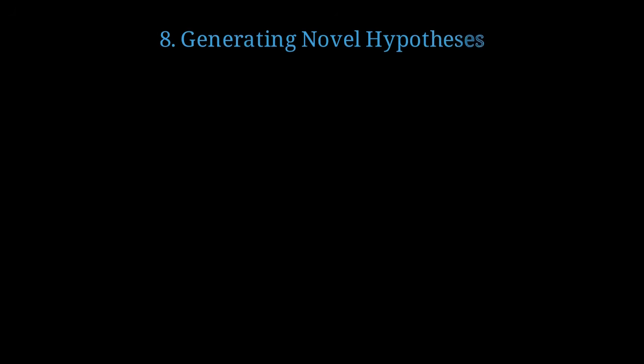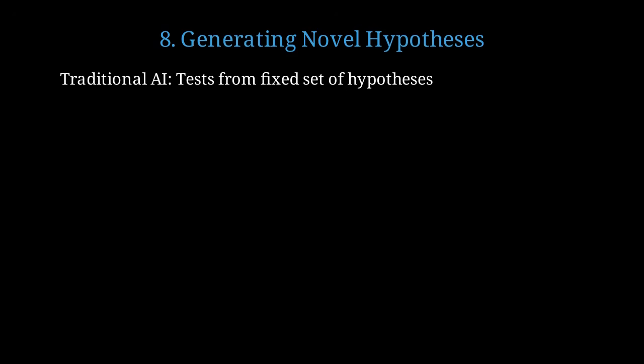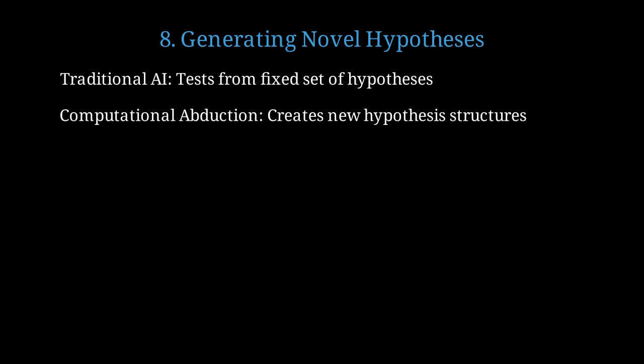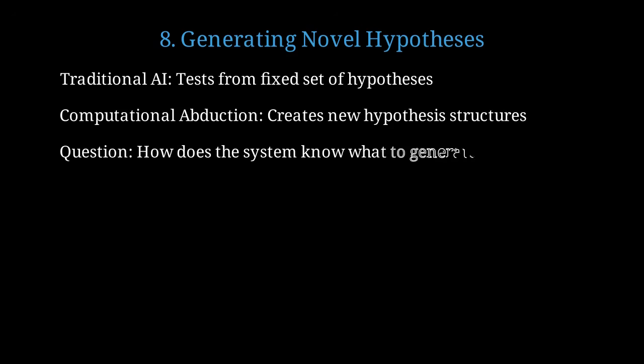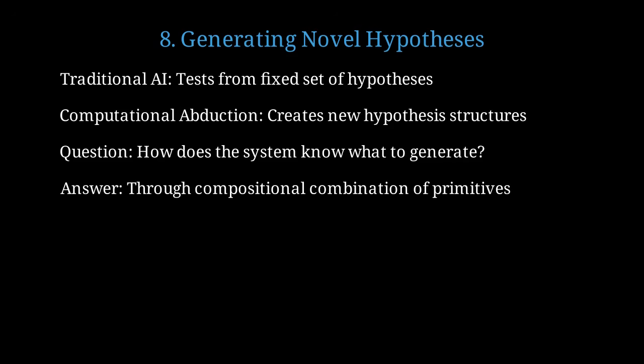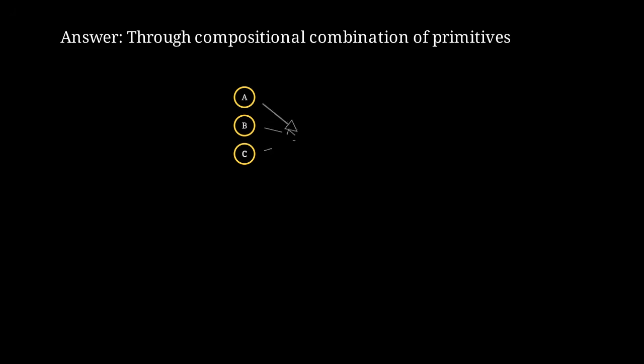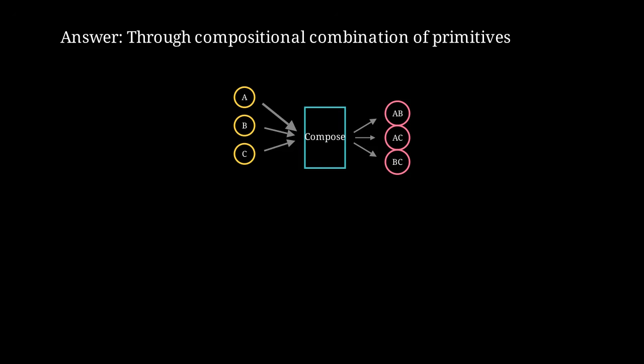The most powerful aspect is generating hypotheses not predefined by humans. Traditional AI systems can only test hypotheses from a fixed, pre-programmed set. Computational abduction can create entirely new hypothesis structures not imagined by designers. You might ask, how does the system know what hypotheses to generate? The answer is through compositional combination of primitive concepts following learned patterns. Primitive concepts A, B, and C are compositionally combined to generate novel compound hypotheses like AB, AC, and BC.